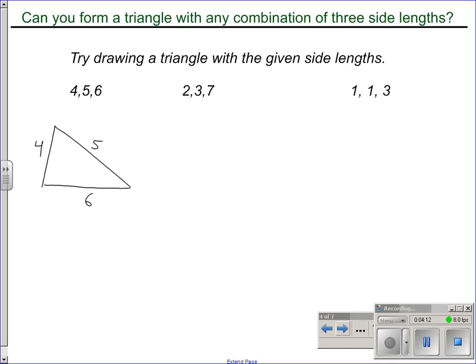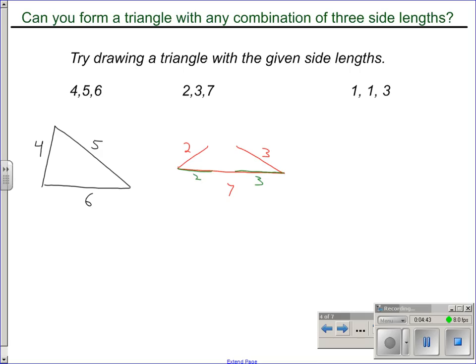All right. Hopefully you struggle a little bit, but figure it out. For this middle example, 2, 3, and 7, if those are the side lengths, there's the side 7. The side 2 would be about here. The side 3 would be about here. Those don't meet, and they can't meet. Even if you laid them flat. There's 2.